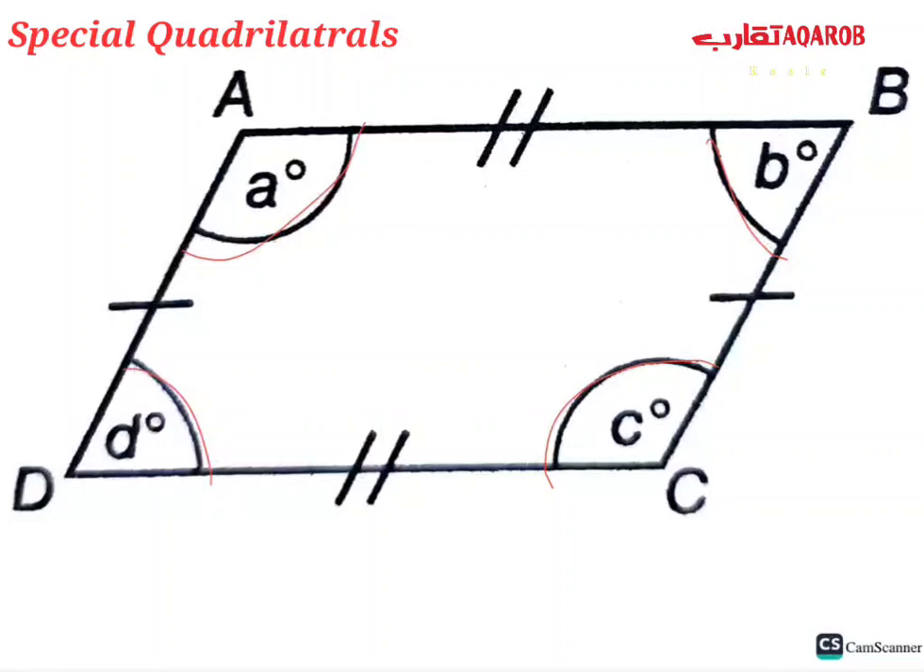The sum of the measures of any pair of consecutive angles is 180 degrees. So here the sum of angle A and B, which are consecutive angles, is 180 degrees, and the same thing about B and C. B and C are consecutive angles, so the sum of B and C is 180 degrees, and A and D, and the same thing about D and C.